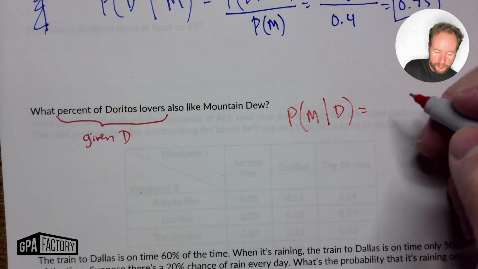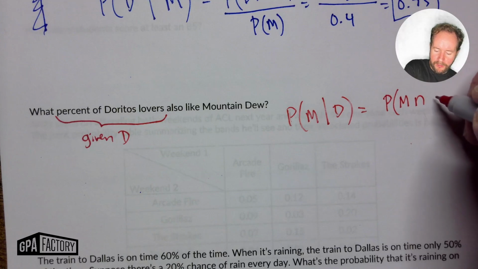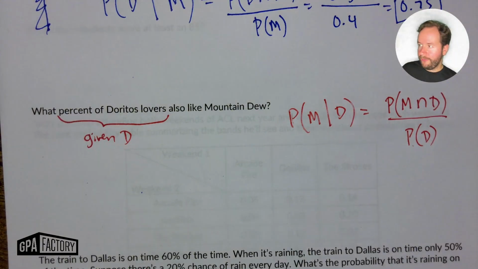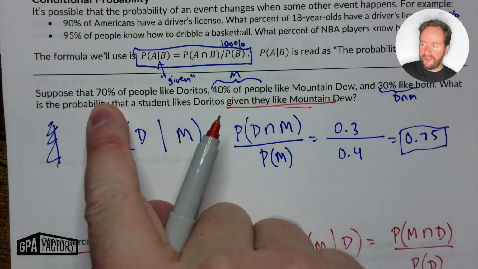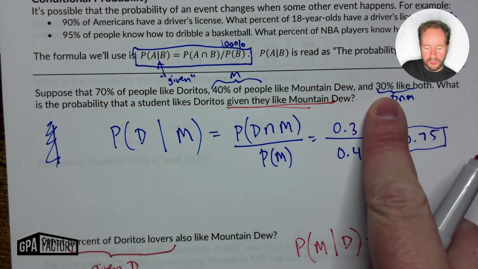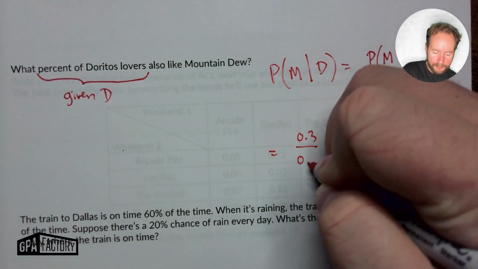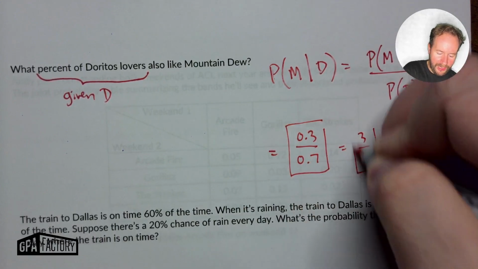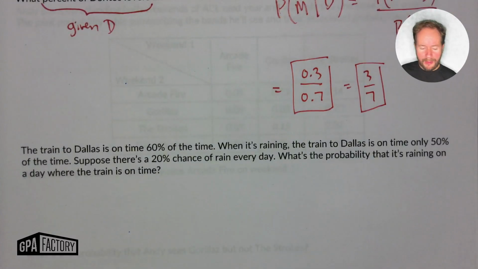So I'm going to invoke the formula again. P of Mountain Dew and Doritos divided by probability of Doritos. That's the conditional probability formula. Again, I'm going to consult my values at the top. 70% like Doritos, 30% like both. So I'm going to put 0.3 on the top and 0.7 on the bottom. This would be my answer. I guess that would simplify to 3/7 if you want to do that. There's your answer. Okay, this next question is really hard. I'm going to put a star next to it.